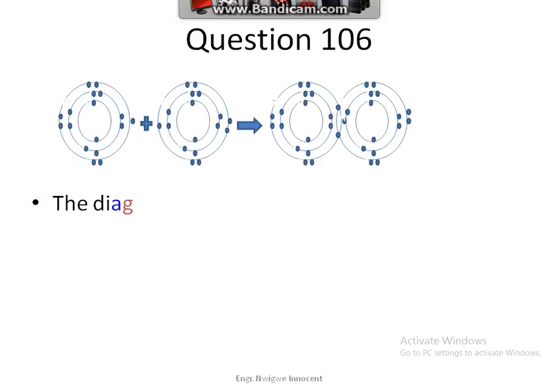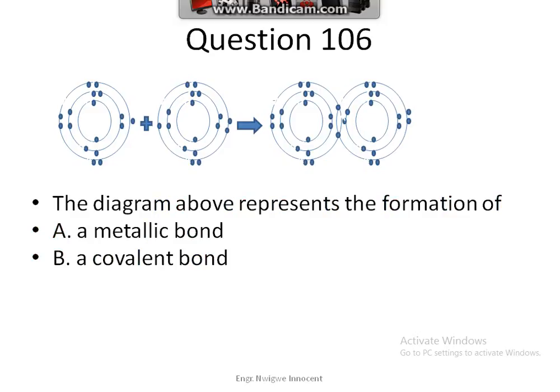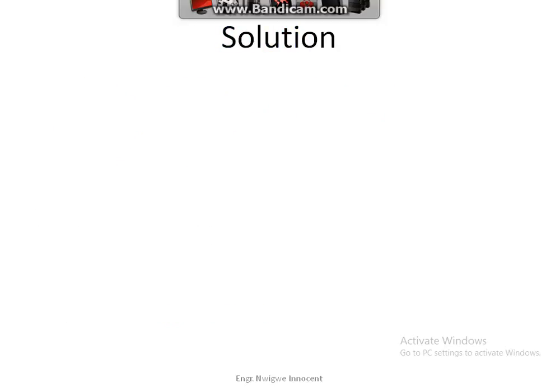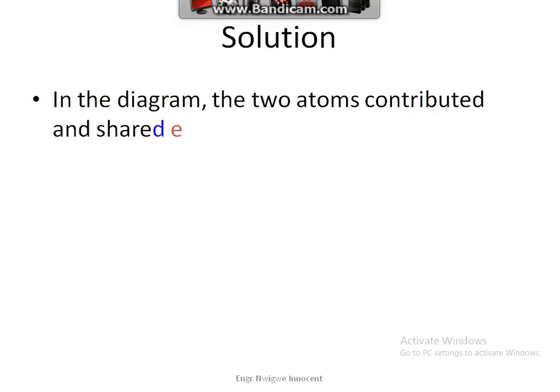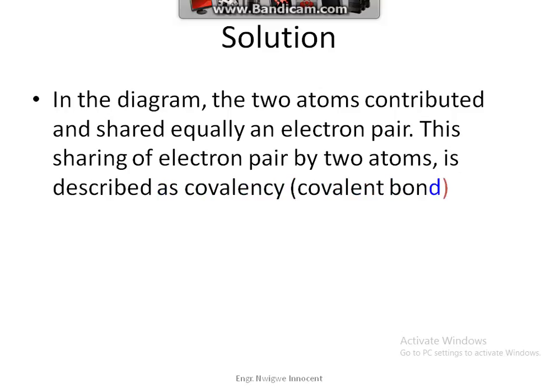Question 106. The diagram above represents the formation of A. a metallic bond, B. a covalent bond, C. an electrovalent bond, D. a coordinate covalent bond. Solution. In the diagram, the two atoms contributed and shared equally an electron pair. This sharing of an electron pair by two atoms is described as covalency or a covalent bond. Therefore, the answer is B.